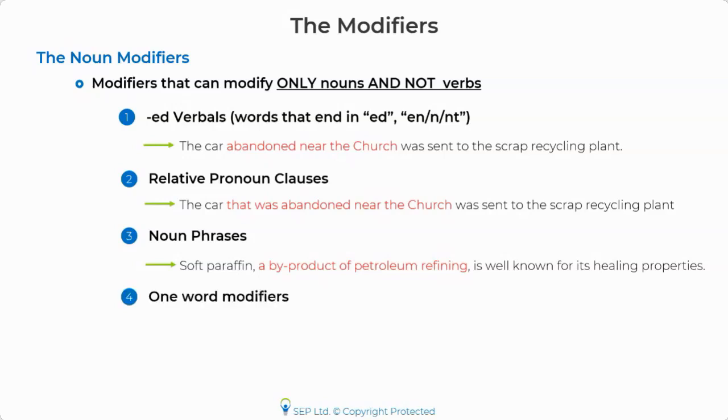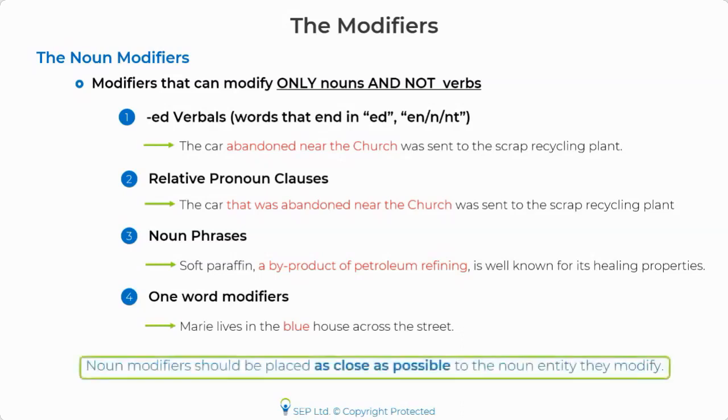Okay, and then you have one word modifiers, what you call adjectives. All right. So the commonality among noun modifiers is they should be placed as close as possible to the noun they modify. You can't place an ed verbal 2 kilometers away from the word it is modifying. All right. So we will discuss that in today's session.